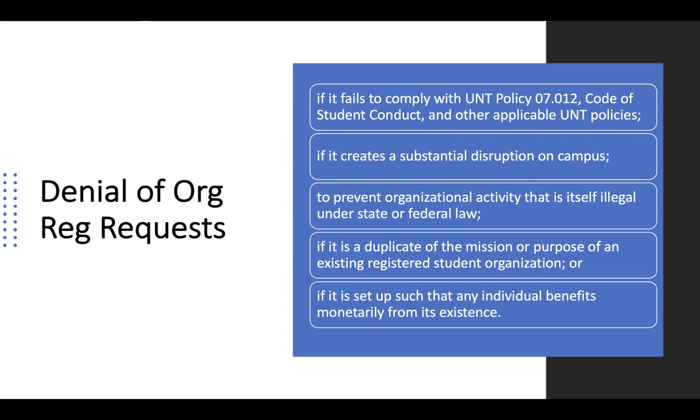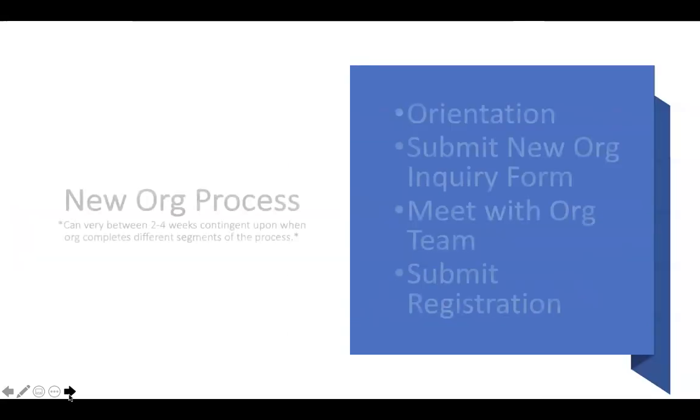If it creates a substantial disruption on campus, or it prevents organizational activity that itself is illegal under state or federal law. And like I said a little earlier, if it is a duplicate of the mission or purpose of an existing registered student org, that could be a reason for denying your new org. So it's really important that you go and search to see if there are any similar missions or visions or organizations that already exist at UNT. And finally, if it's set up such that any individual benefits monetarily from its existence.